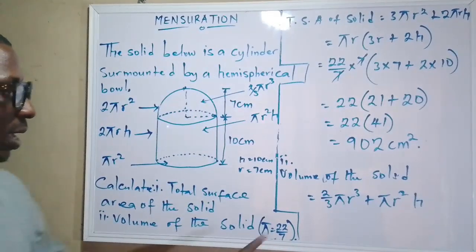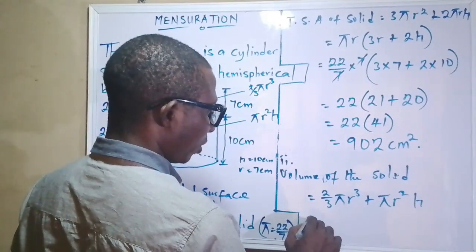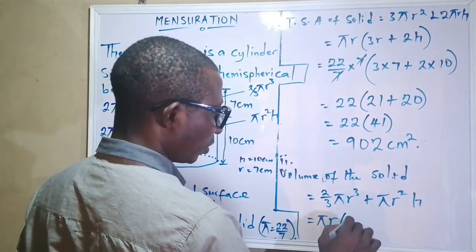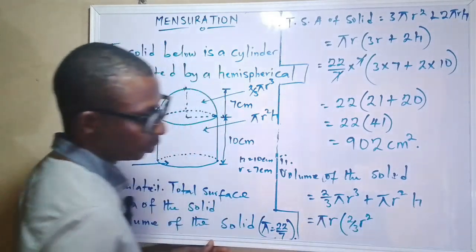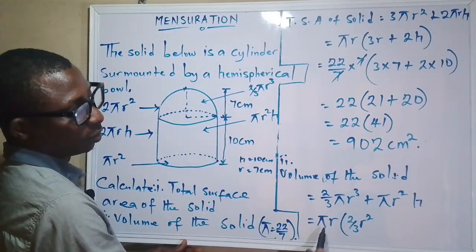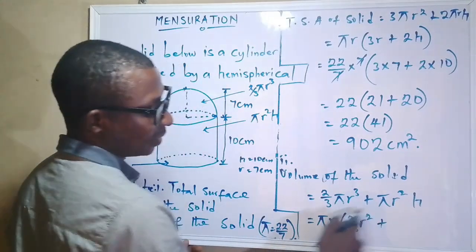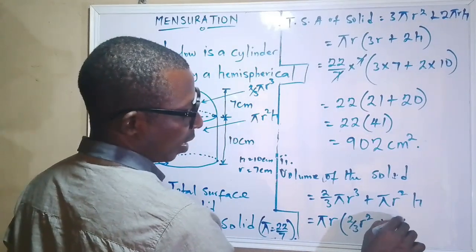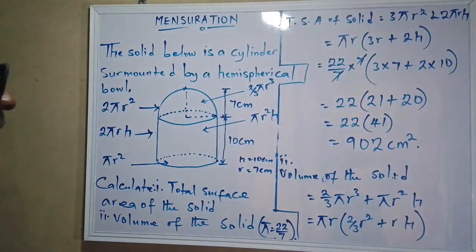Here let's factor out pi r. If you factor out pi r, you'll have pi r times 2 over 3 r squared. The pi is outside, one r is outside, so you are left with r squared, plus pi is outside, one r is outside, so you are left with r h. So that is what we have there.